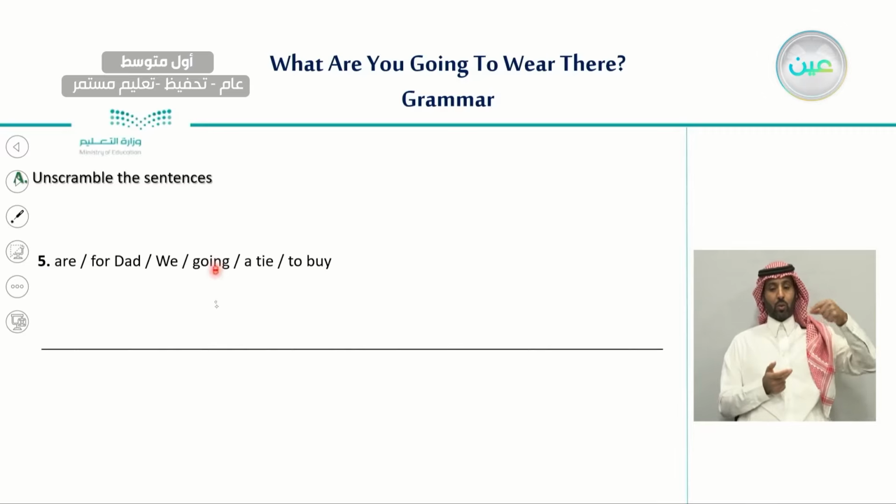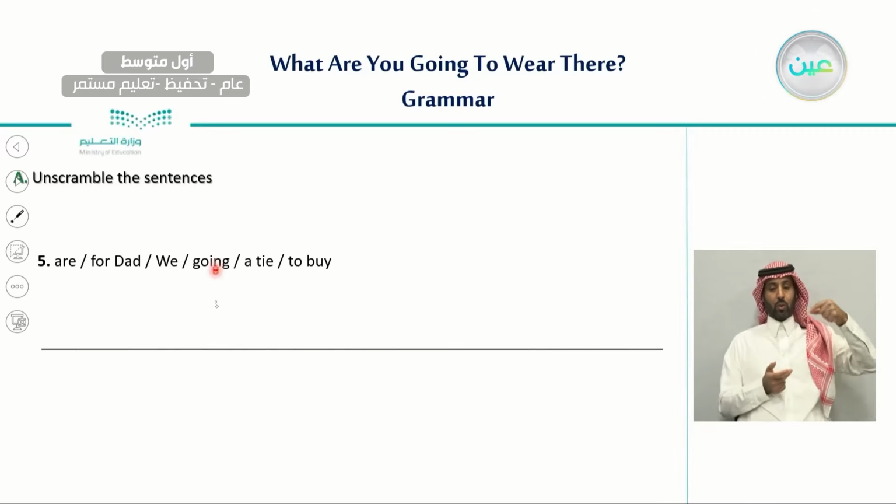And the last sentence we have here is: to need, going, for work, are, a suit, and you. So we always start with a subject pronoun, which is in this case you. You are going to need a suit for work. So the answer is simple. You always follow the form we have explained. You start with a subject pronoun, a verb to be, going to, and a regular verb.